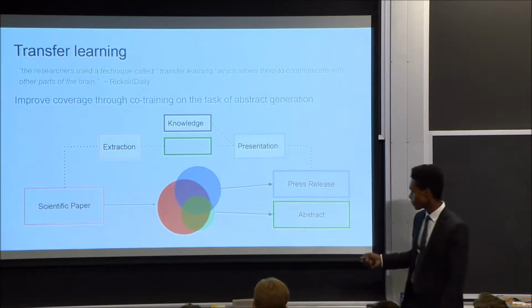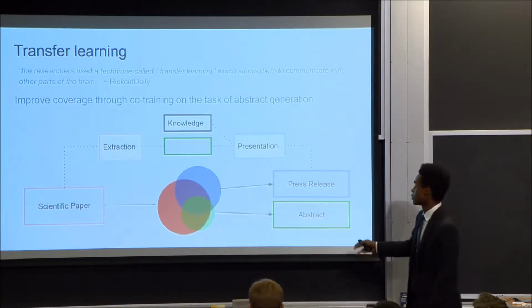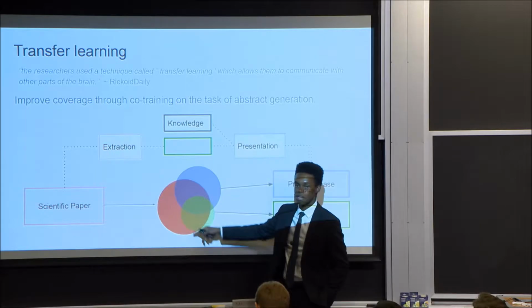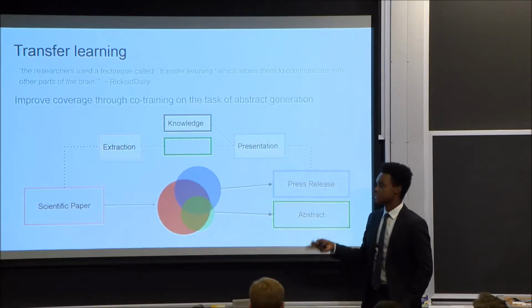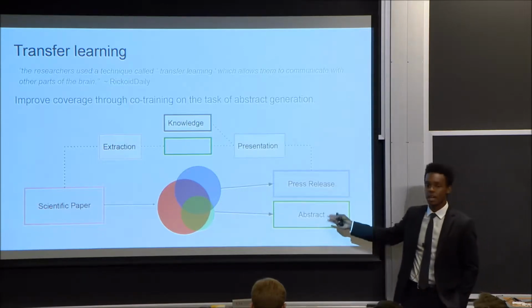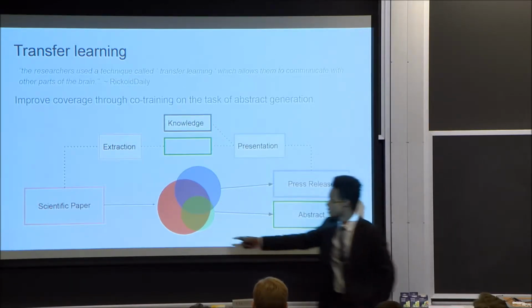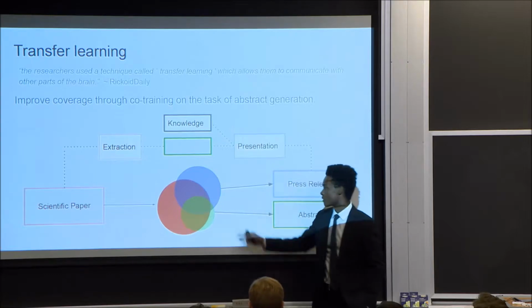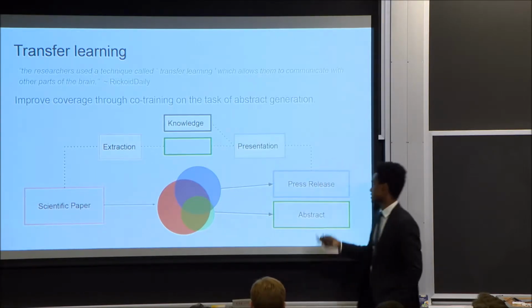If we look back at our pipeline diagram, we see that the information contained in an abstract, in green, is mainly contained also within the scientific paper. And so we reason that if we co-train on abstract generation, the model will learn to focus on this information rather than being distracted by the other information that's in a press release.